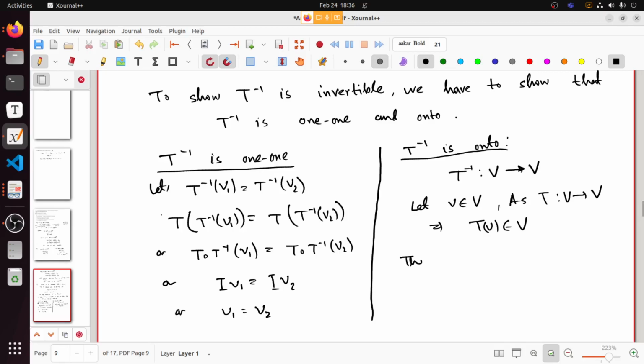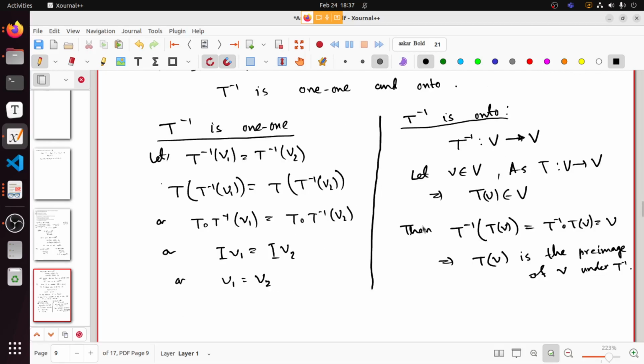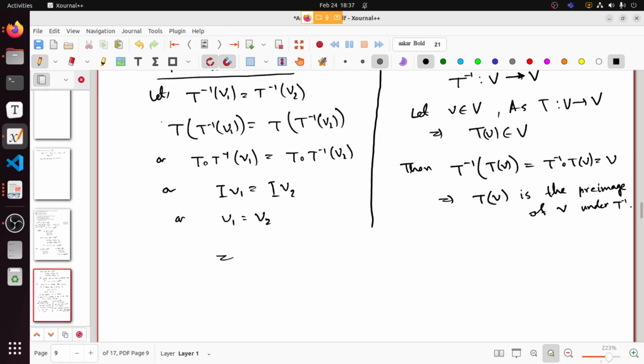Then T inverse of T of B means T inverse compose T of B, which is B, right? So T of B is the pre-image of B under T inverse, which implies T inverse is onto. So you have shown T inverse is 1-1 and onto, so T inverse is invertible.